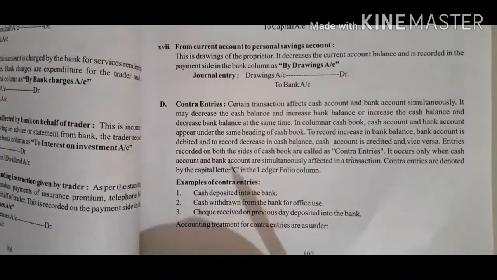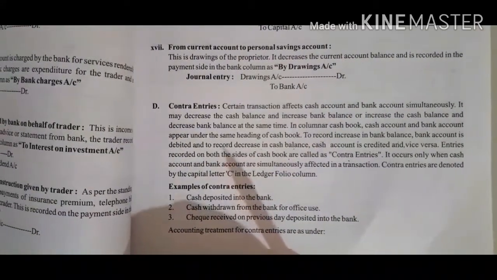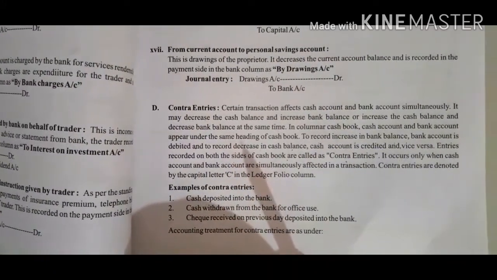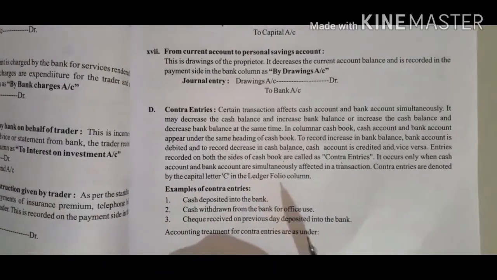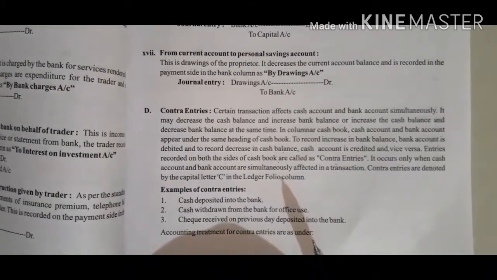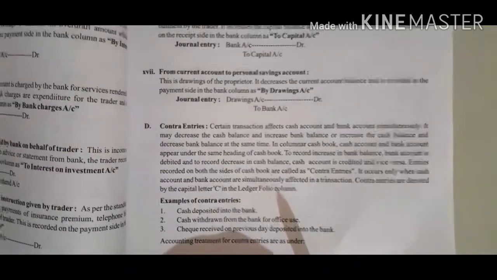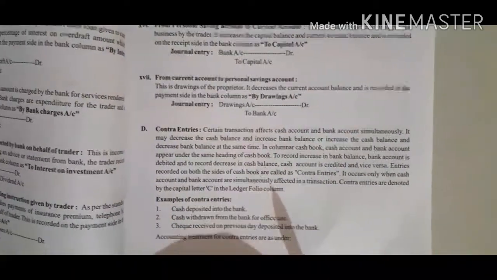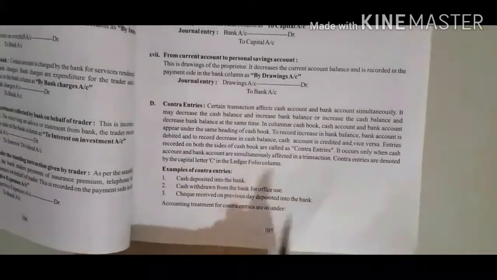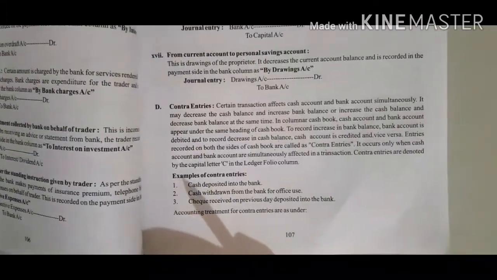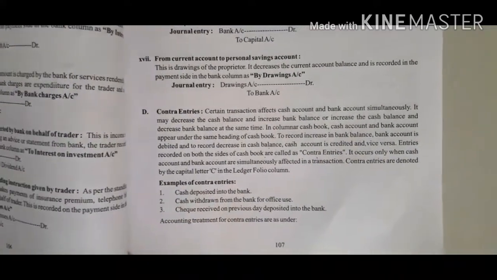Now when you identify the contra entry, do not forget to write the capital C in the ledger folio column, because it represents that this particular type of transaction is a contra entry transaction. If you do not write that down, the whole transaction will go invalid. So do not forget to write the capital C in the ledger folio column to represent this transaction as a contra entry transaction. Okay, now what are the examples of contra entries?